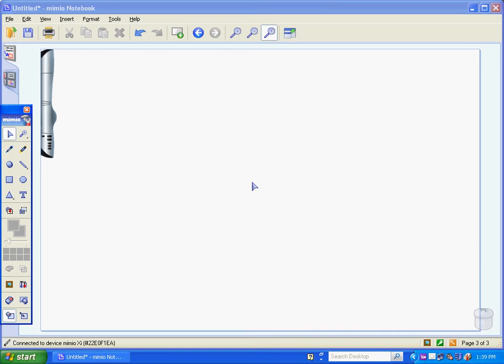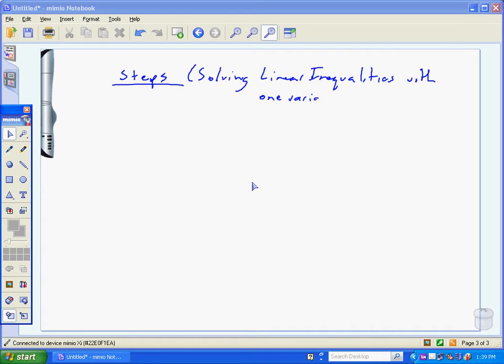Here now, we're going to do the steps first. We'll write out some steps, okay? So, steps in solving these linear inequalities. Solving linear inequalities. And the key here is with one variable. One variable. Okay? Because we add to this next year when we do polynomial inequalities and stuff like that.